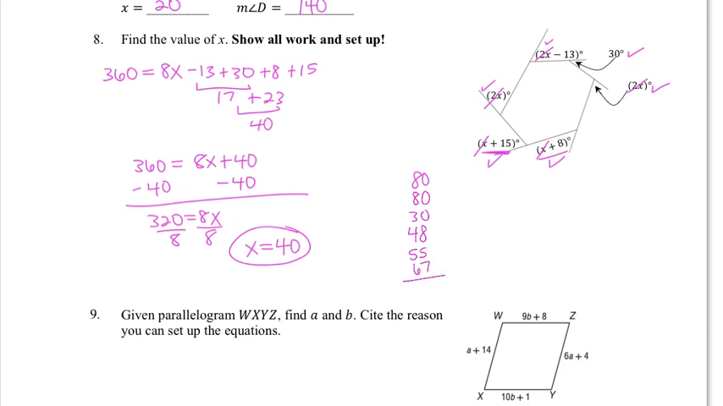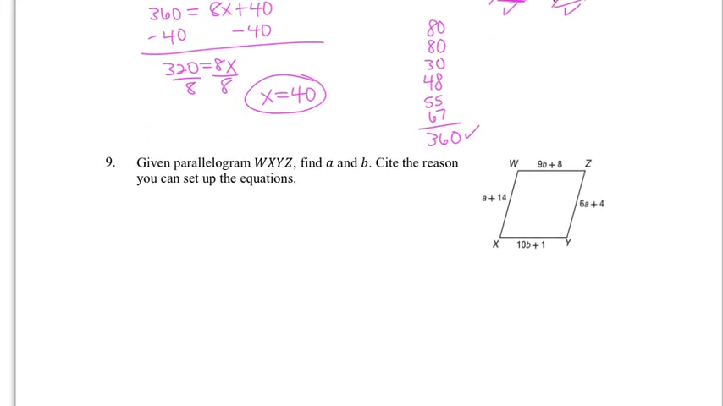So in our calculator real quick, 80 plus 80 is 160. So plus 30 plus 48 plus 55 plus 67 gives us a grand total of 360. So it works. All right, moving on to the next one.